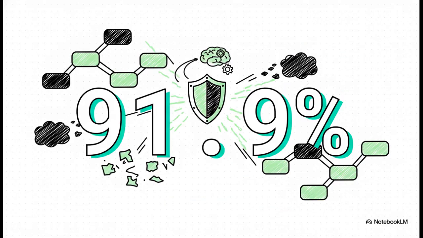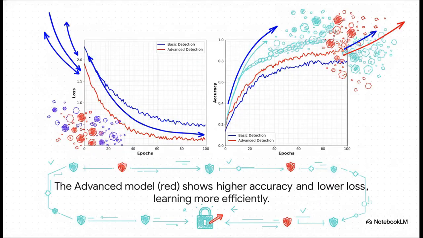And let's just zoom in on this one for a second. A 91.9% detection rate against sophisticated Eclipse attacks. Remember, these are the attacks specifically designed to undermine consensus by cutting off parts of your network. And this model finds them with incredible accuracy, while traditional methods are often just flying blind. If you're a visual person, this graph tells the whole story. That red line, that's our advanced model. It achieves higher accuracy, way faster, and with a much lower error rate. What that means for you is that the model learns more efficiently and it becomes a far more reliable defender for your network from day one.